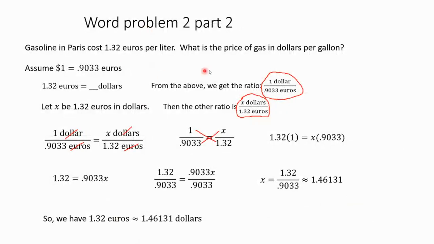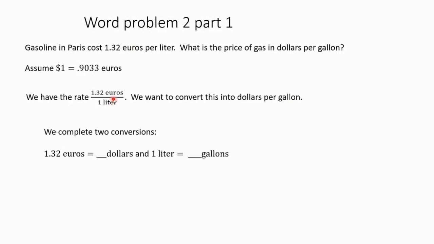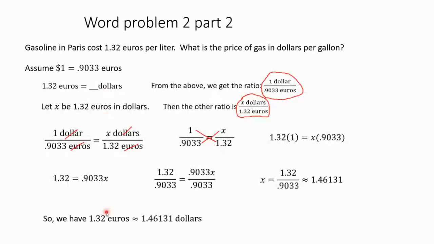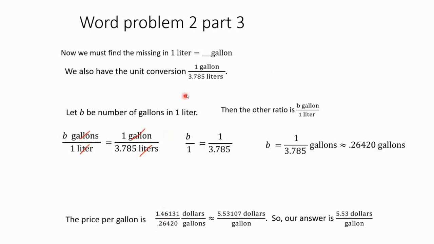Again, it was euros per liter. Let's see if I can find it. This is what we had: euros per liter. The top we got to be about $1.46131. And then we got 1 liter is about 0.26420 gallons. So essentially, I'm just substituting, and then I divide. And that's what we get.